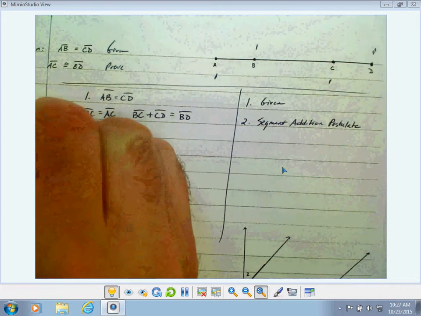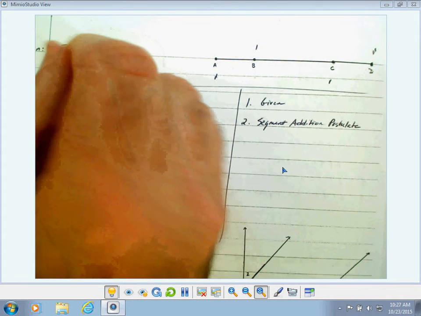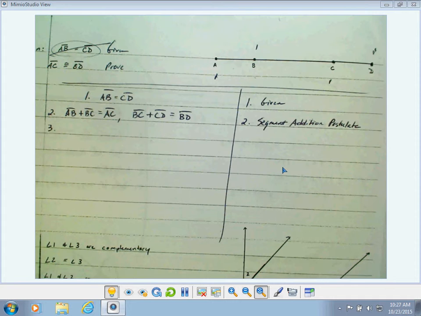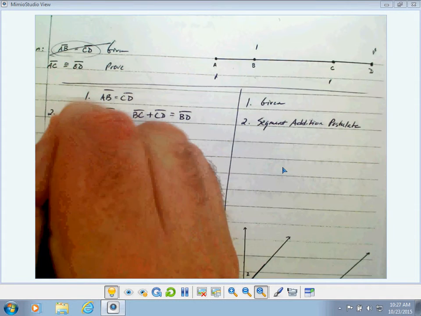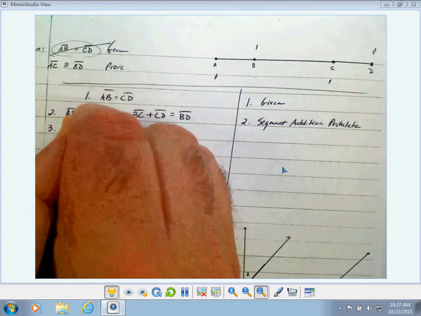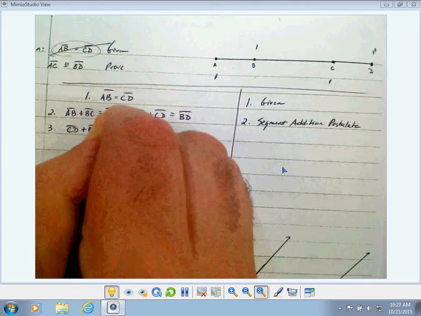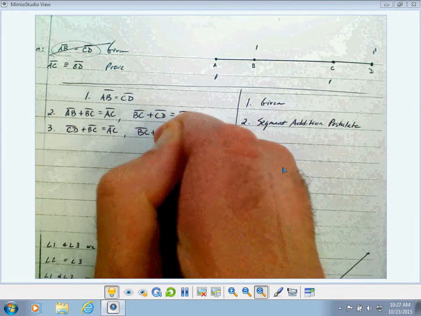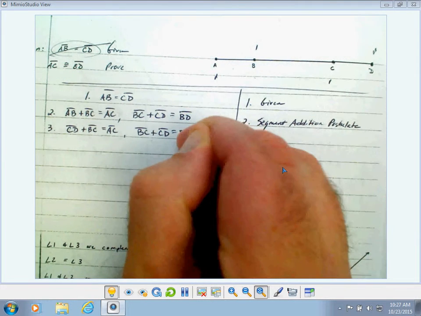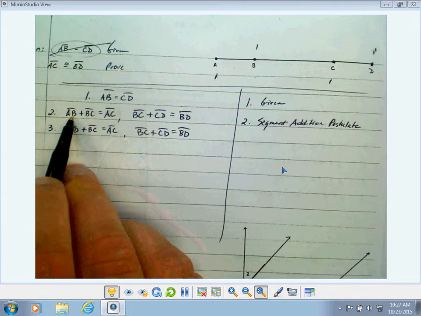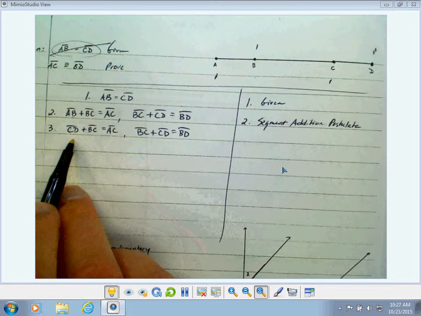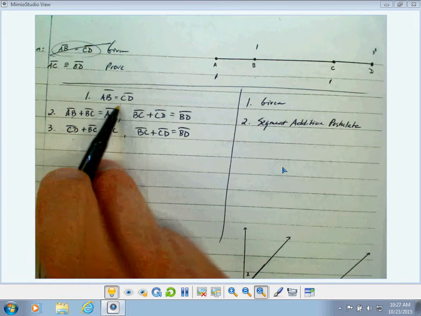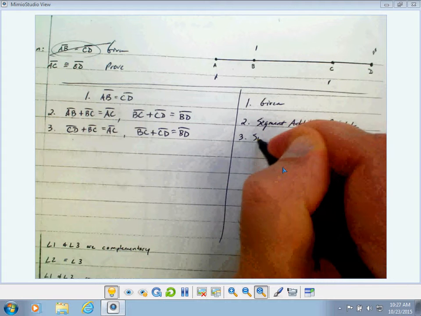So right away I say to myself, well, I better use my given. AB is the same as CD, so take out the AB and replace it with CD. Otherwise, leave everything the same. So I took out that AB and replaced it with CD according to my given. All that is a substitution.